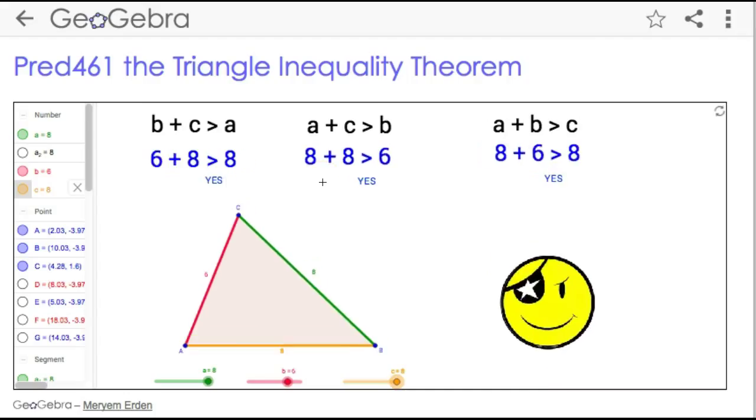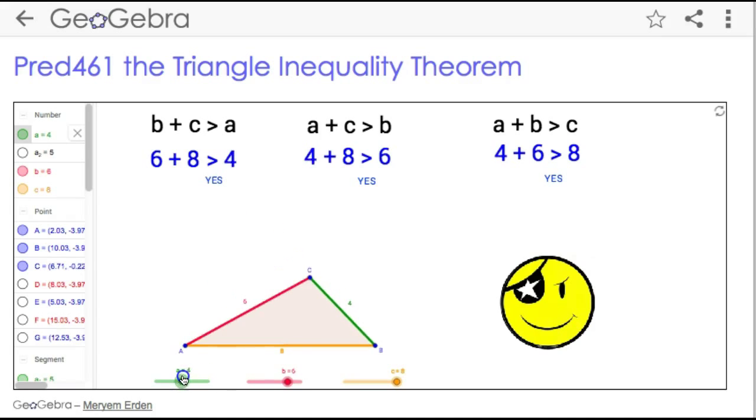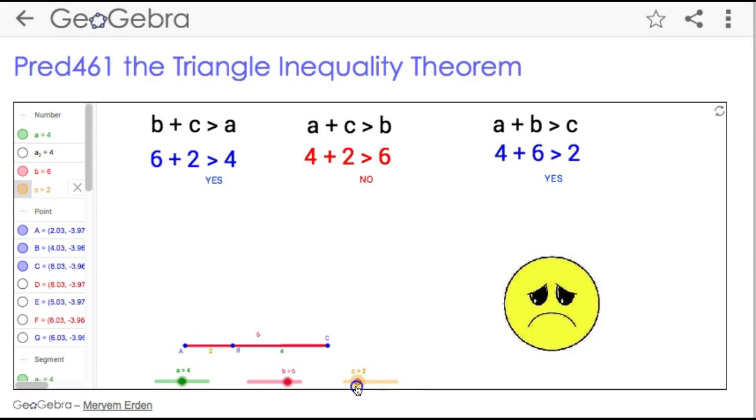Here's another nice little thing I got off the internet, but this kind of illustrates it pretty well. So depending on what your longest side is, like here, the green one's a 4, the pink one is a 6, and the other one's an 8. So 6 plus 4 is 10, which is bigger than the big one, so we're okay. But the minute we get this down here, like here, this is a 4, 6, 2. Well, now 6 is our biggest side.